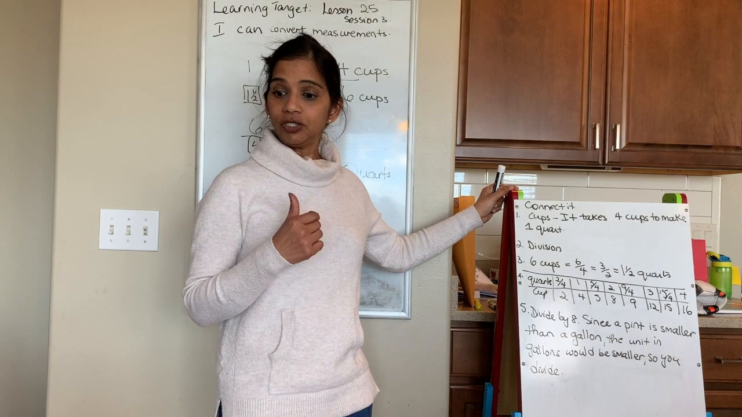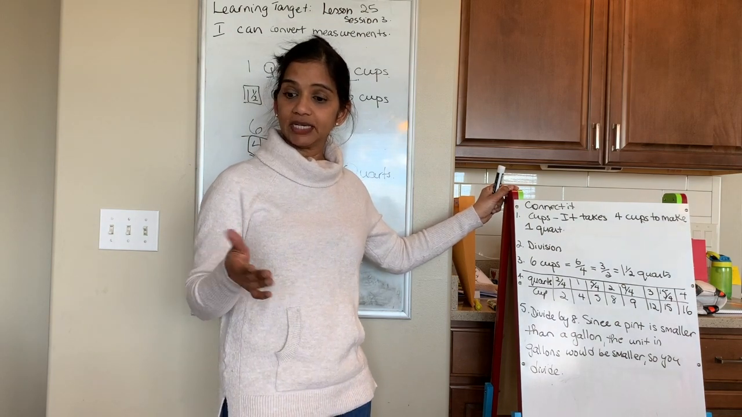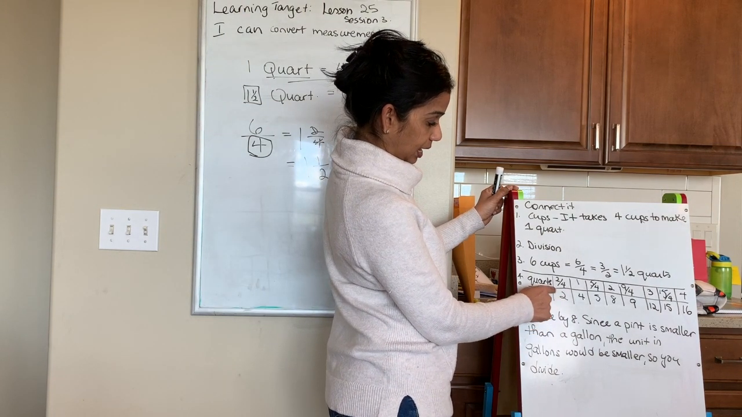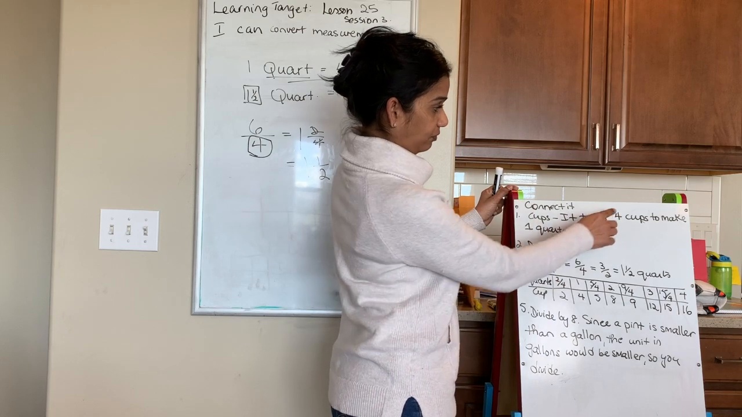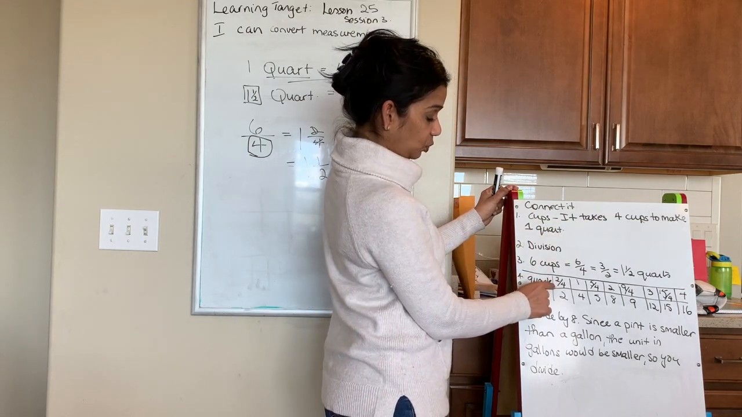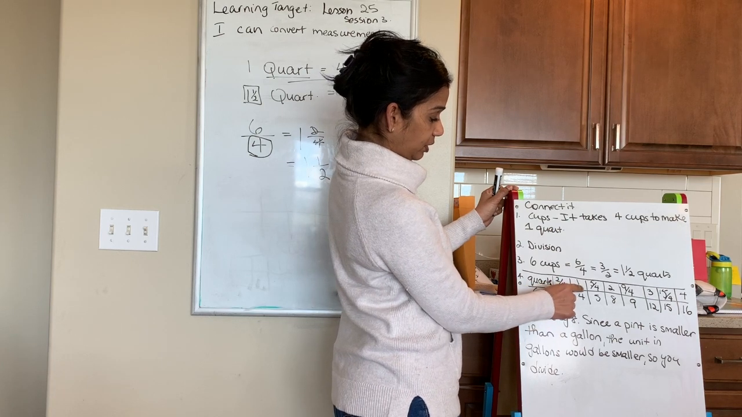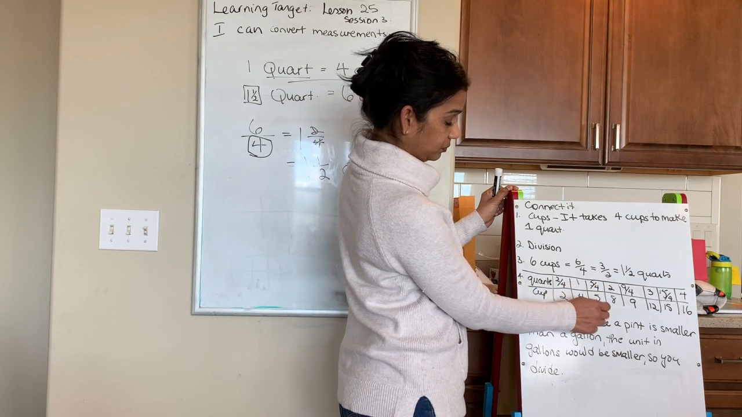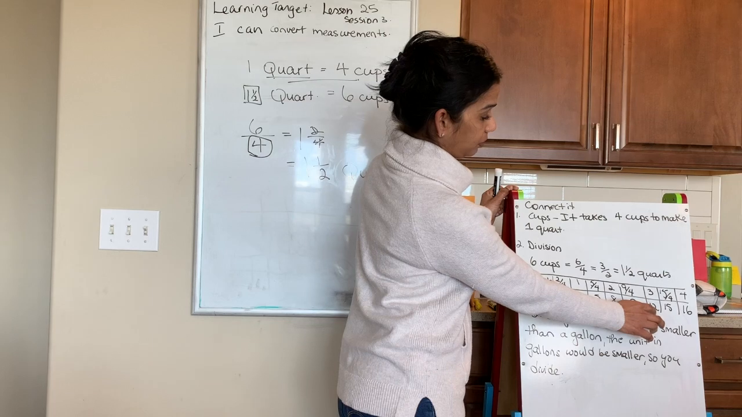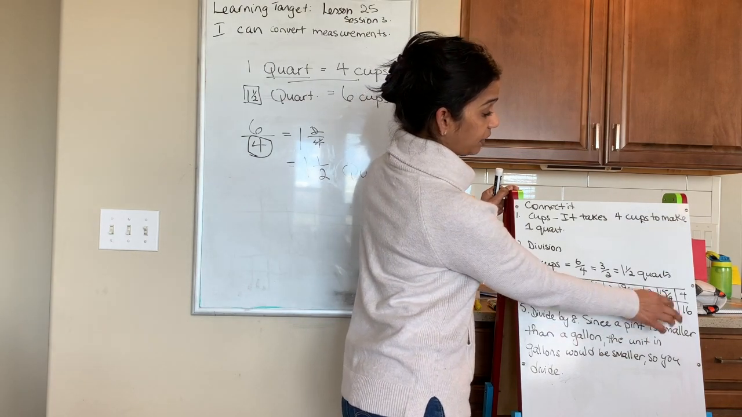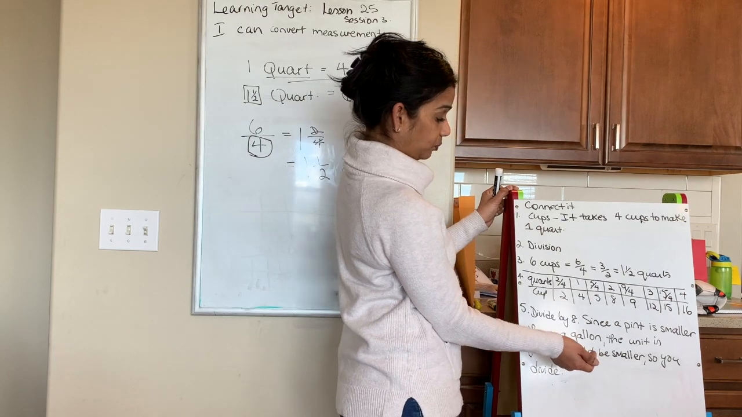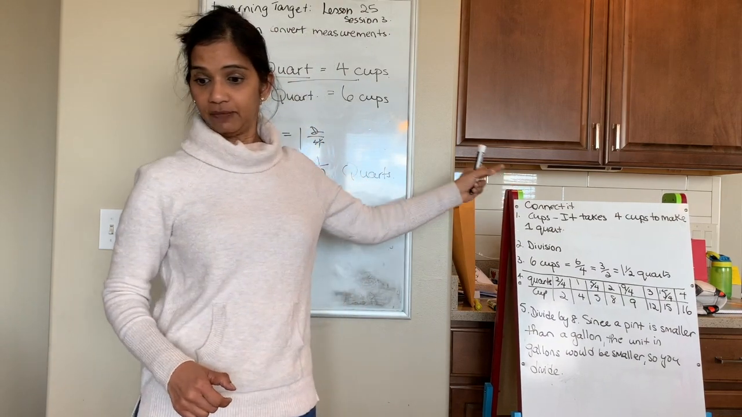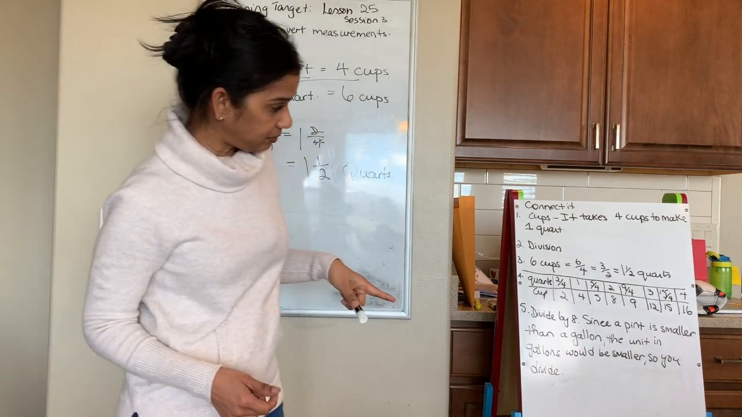Number 4, use what you learned about the relationship between cups and quarts to complete the table below. So this is the number of cups and quarts. Remember, it takes 4 cups to make 1 quart. So to get the equivalent quarts, you divide it by 4, right? Same thing, 5 divided by 4, 8 divided by 4, see? 9 divided by 4, 12 divided by 4 is 3, 15 divided by 4, 16 divided by 4 is 4, right? And 4 divided by 4 is 1. Got it?